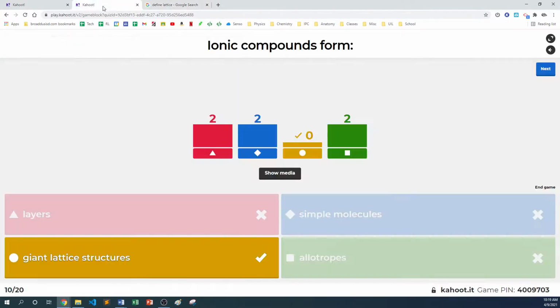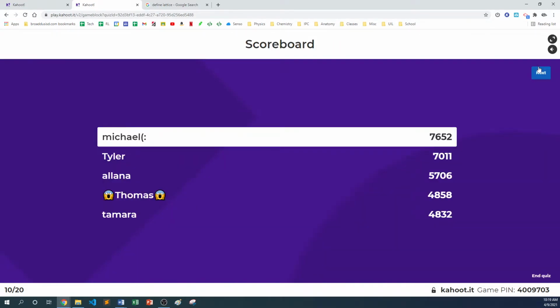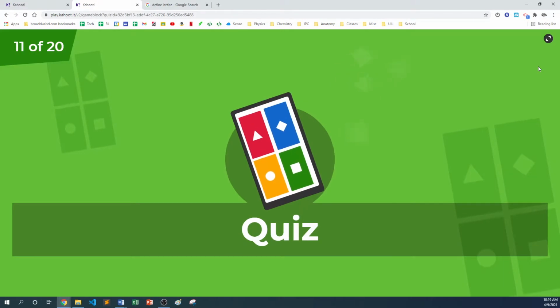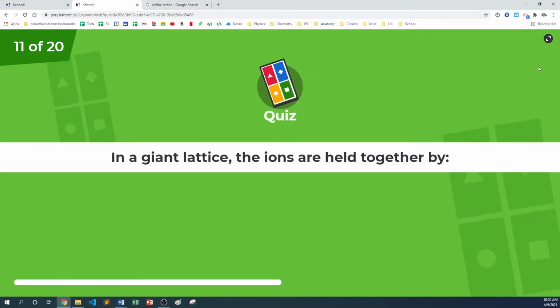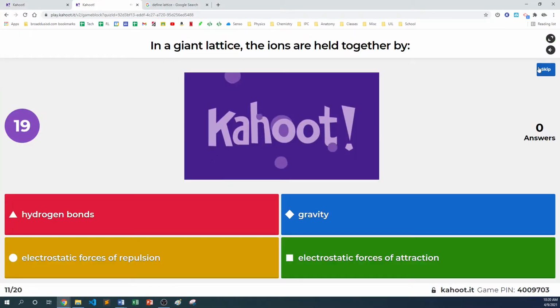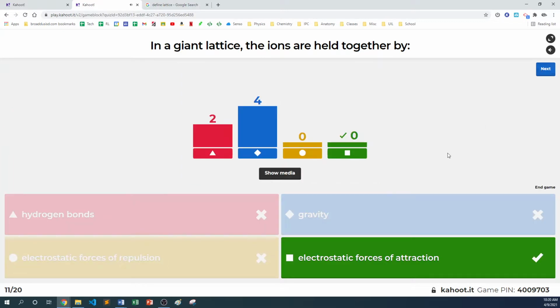A crystal is something that repeats itself over and over again. Well, I didn't know what it was. I didn't know what the layers were or the other thing was, so I thought it was halogen. In a giant lattice, the ions are held together by gravity, hydrogen bonds. Yeah, everybody chose gravity.